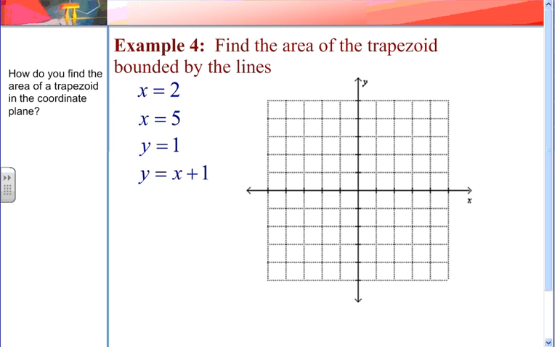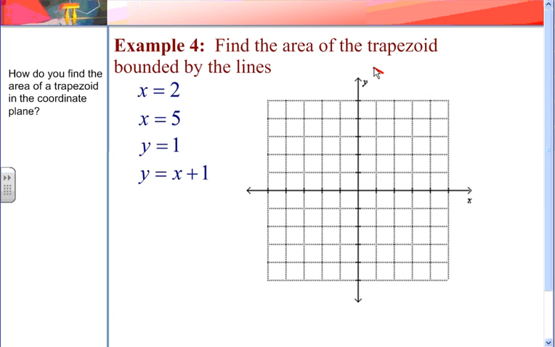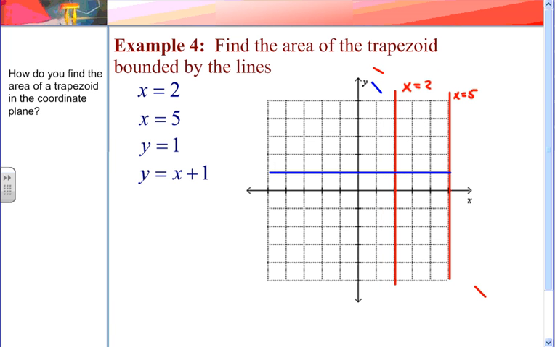Let's find the area of a trapezoid that's bounded by these lines. x equals 2, x equals 5, y equals 1, and y equals x plus 1. So let's remember, when I have x equals a number, that always results in a vertical line because the x-coordinate stays the same everywhere. So this red line right here would be the line x equals 2. Then the line x equals 5 would be where the x-coordinate is 5. So that's this line here. The line y equals 1, again, is a straight line, but this time it's horizontal. So y equals 1 would be where the y-coordinate is 1. So that looks like this.